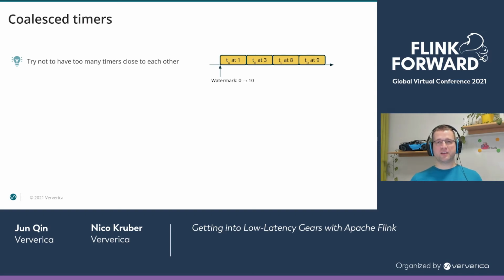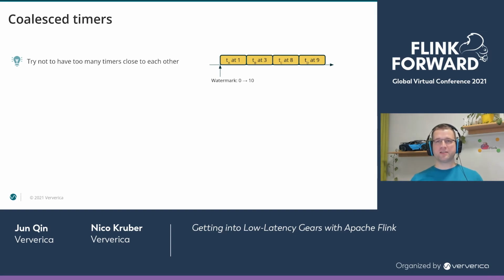The first technique that I'd like to present is coalescing timers. Think of the following scenario. We'd like to sort a stream of events, and we buffer every event that we see, register timers into the future, and whenever that timer fires, we sort the events we've seen so far, traverse them in order, and put them on the output. So for the scenario shown on the slide, the watermark is jumping from 0 to 10, and we have to execute 4 timers. One at timestamp 1, then 3, then 8, then 9. Each of those is sorting the events that you've seen so far and traversing them and putting them on the output.